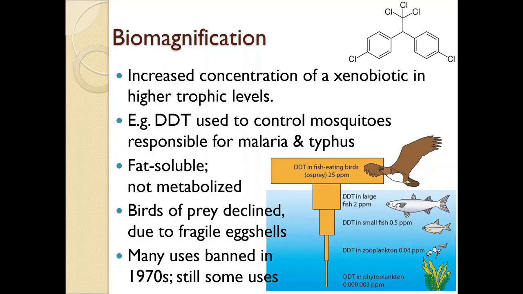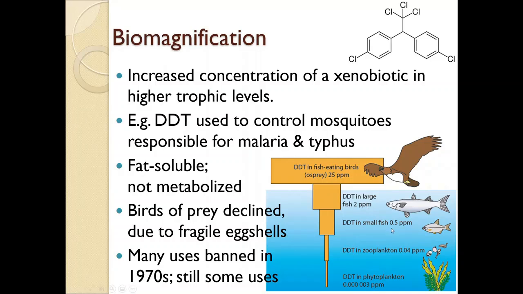The reason this happened was because DDT in the environment was taken up in very small amounts by aquatic plants. But then the tiny aquatic animals that feed on those aquatic plants have to eat a lot of that plant in order to stay alive. So even though there was just a tiny amount of DDT in the phytoplankton, it was concentrated, magnified in the next trophic level that needed to eat the phytoplankton.